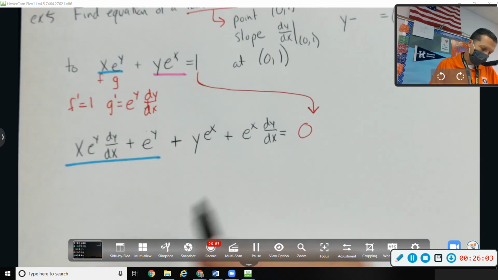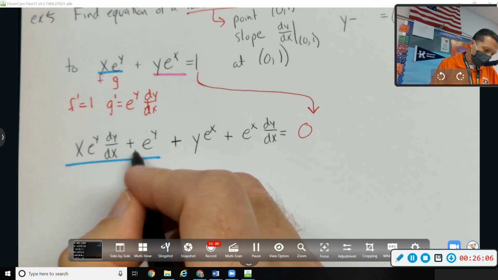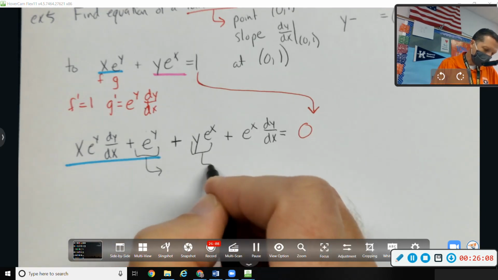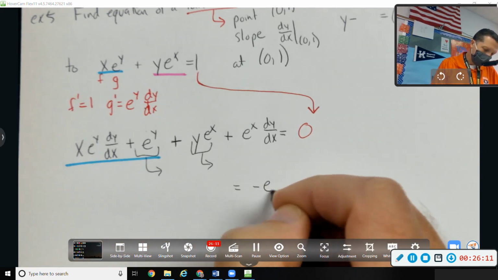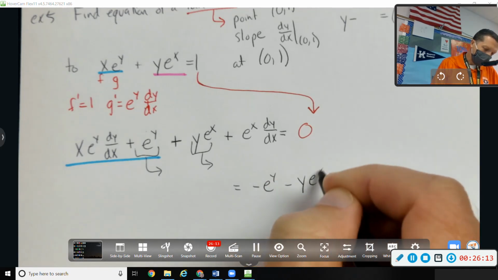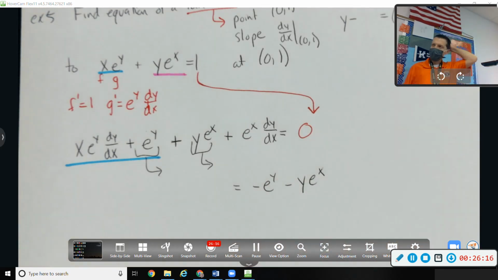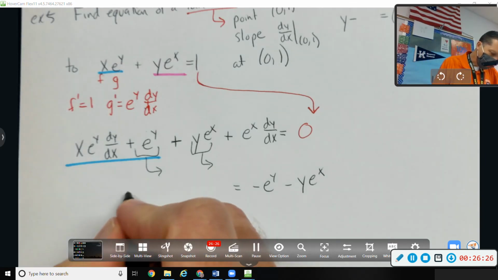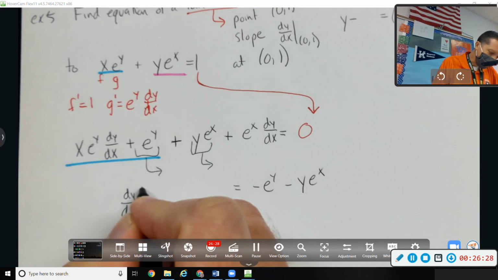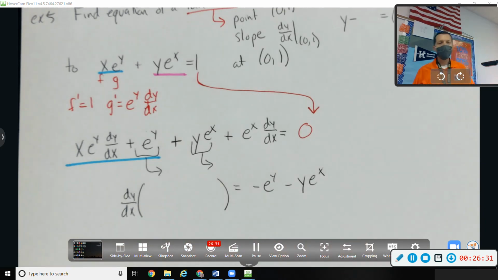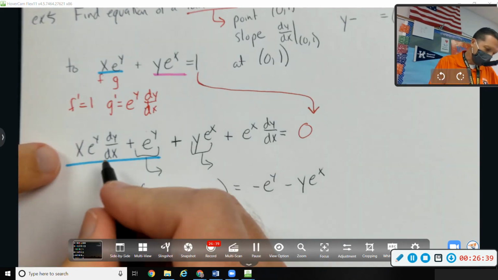All right, so this guy and this guy will go to the other side. So minus e to the y minus y e to the x. And by the way, since I'm going to be plugging in 0, 1, I don't really care about factoring out or making things look good. I'm going to plug in 0, 1 and take care of that later. Factor out dy dx from what's left. By the way, the calculus is done with this problem, right? We did the hard stuff. Now it's the, quote, easy stuff, the algebra. So factor out dy dx from what's left.